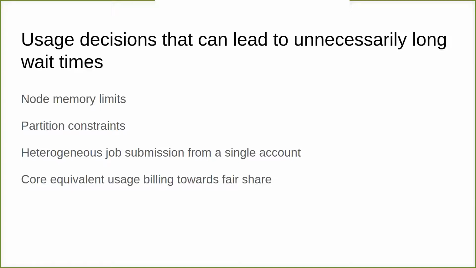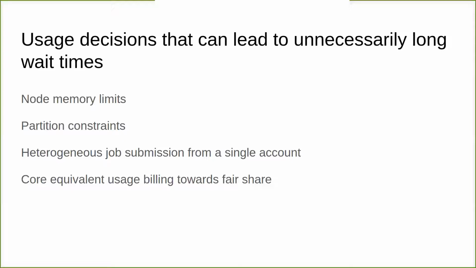There are the partition constraints, which I mentioned previously, and we'll go over the layout of that. Another thing is whenever you're submitting heterogeneous jobs from a single account. We'll go over this briefly. Basically, some jobs are very easy to fill. They can fill in gaps even if your account is at low priority. But if your account is doing that, it will be very hard for that account to also run difficult to schedule jobs on the same system.